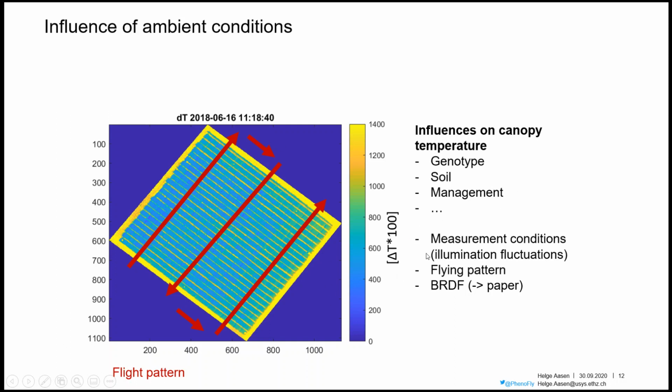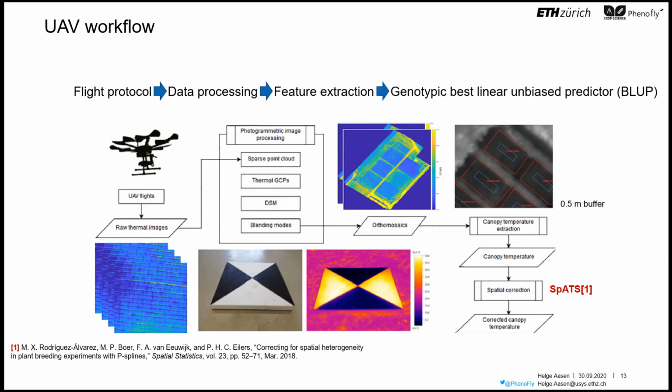So how then can we correct for all these effects? Well, it's a couple of things. First of all, due to the data processing modes, and this is discussed in the paper. But also, we applied a special correction procedure to correct for these effects and to get the genotypic effect in the end. And the procedure we used is the SPATS package, which is correcting for spatial heterogeneity in plant breeding experiments with P-splines. And you can find the citation down here in the slide. After applying this spatial correction algorithm, we then got the corrected canopy temperature for each plot, but also the genotypic information.